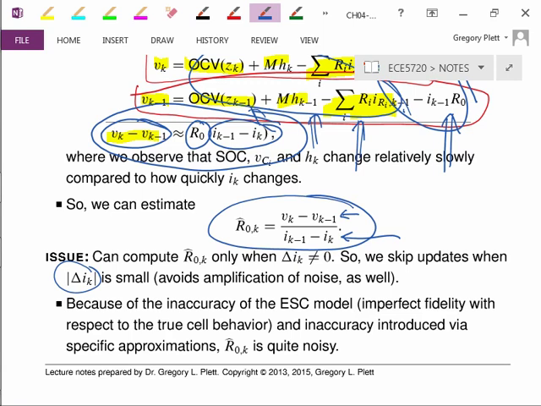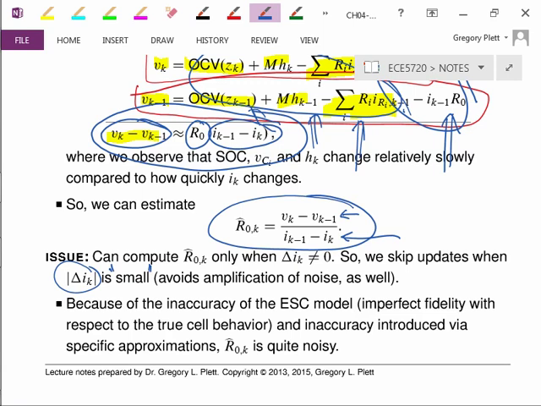And small is in quotes. You have to come up with some threshold. It's a design parameter that will be your value, your decision point. If delta I is bigger than some value, then you make an update, otherwise you don't. And we'll have a homework assignment where you play with this and get experience with this, and I think that will be helpful for your understanding.